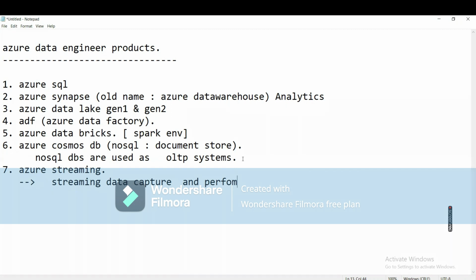Okay, so let me complete this statement. Streaming data capture and perform micro batch analytics.